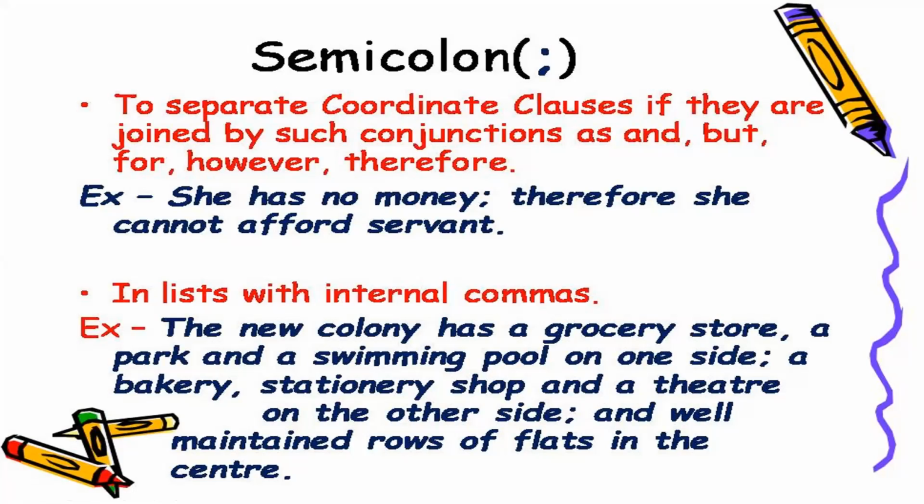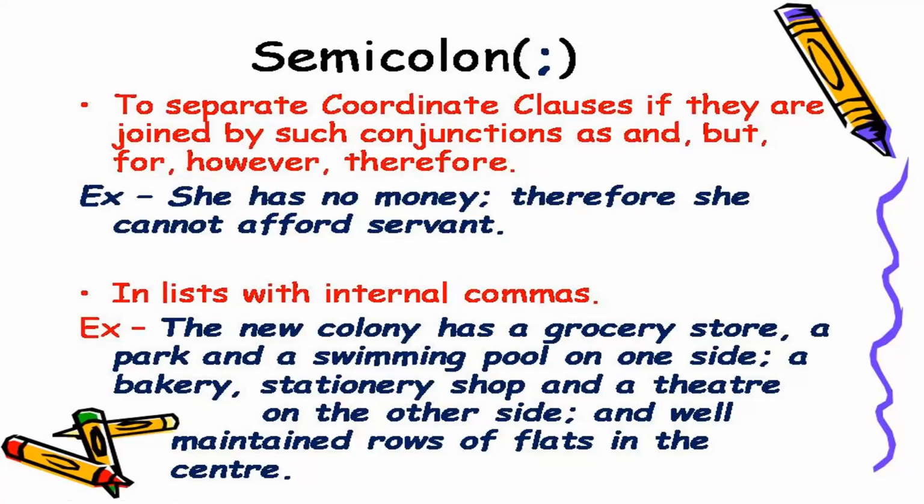We want to tell something more about the new colony. We have not yet finished talking about it, so we have only mentioned what is there on one side. Therefore we put a semicolon, which is a longer pause than a comma. Then we continue saying a bakery, stationery shop and a theater on the other side. Now one side we have talked about, we are talking about the other side. So our sentence is not complete.